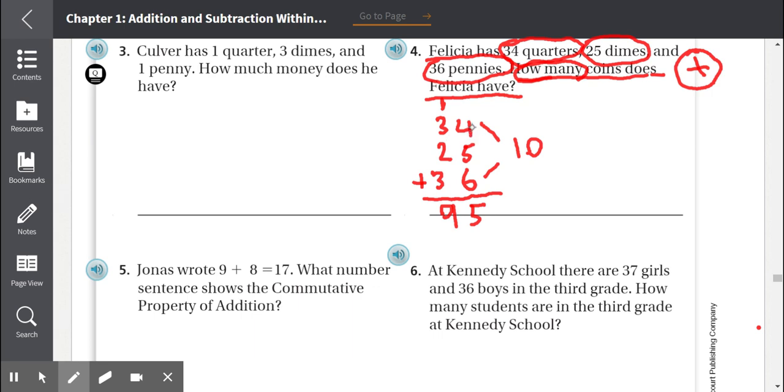Again, we added the 4 and the 6 first, just because 4 plus 6 equals 10, and that's easy to add. But we can go in any order and we'll still get 15. 4 plus 5 is 9. 9 plus 6 is 15. So how many coins? 95 coins.